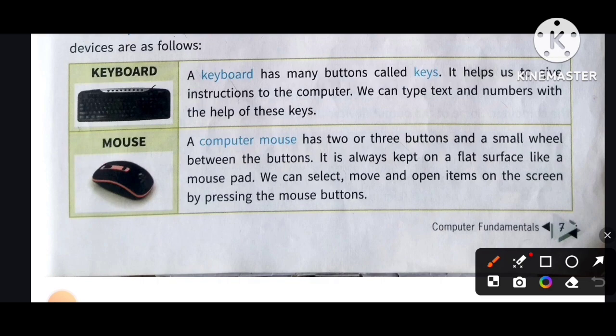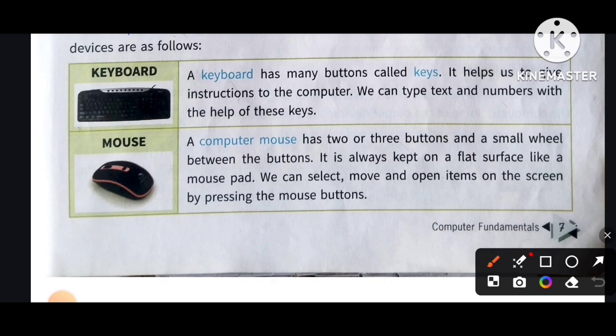It is always kept on a flat surface like a mouse pad. We always keep the mouse on a flat surface; we cannot put it here and there. We can select, move, and open items on the screen by pressing the mouse button. With the help of the mouse we can send information to the computer. What is the main working of the mouse? The mouse is an input device. So what is the working of an input device? It sends the information to the computer to work properly.